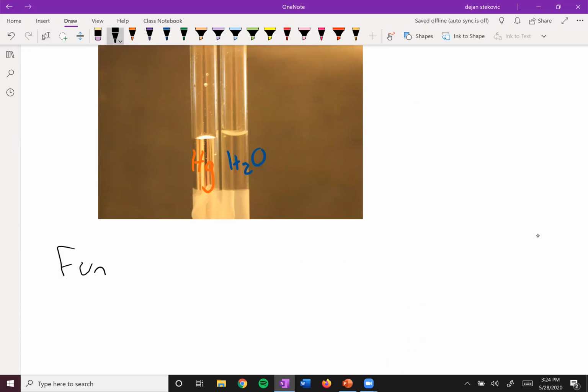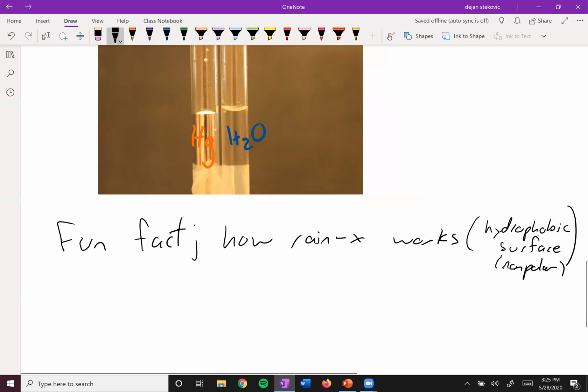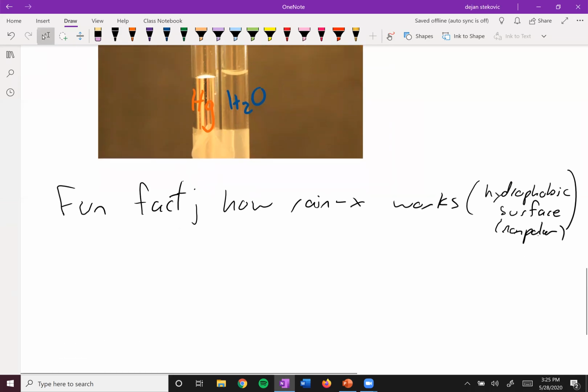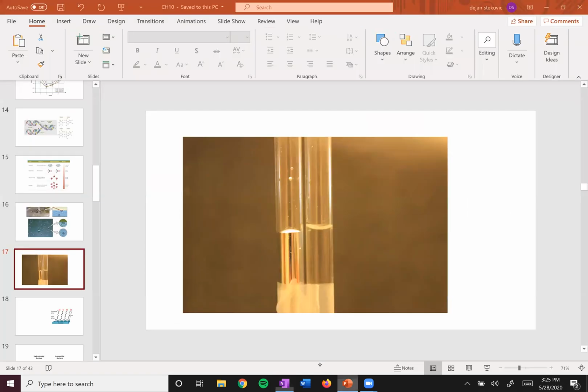Little fun fact for you. This is the basis of how Rain-X works, or really any hydrophobic surface. Hydrophobic means water fearing or water hating, so it doesn't like water. What they do is make a really non-polar compound so that it won't attract any of the water. Anything that's waterproof, like those waterproof sprays, are basically just non-polar sprays, right?